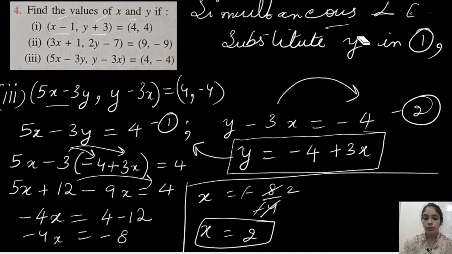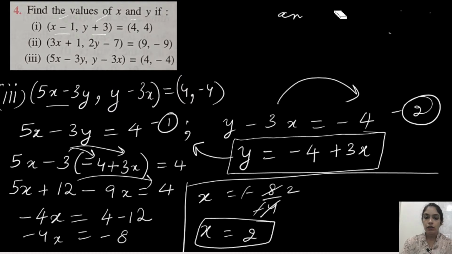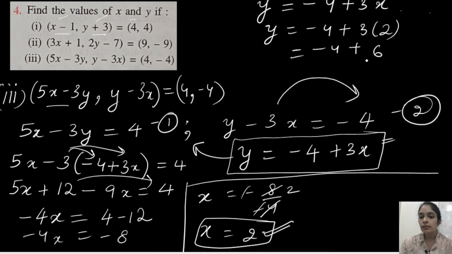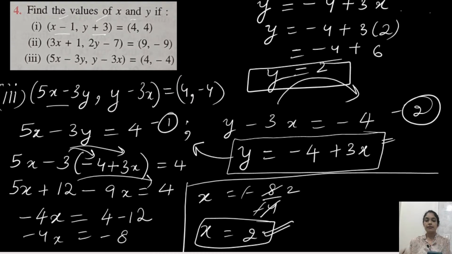Now we have already found the value, so let's find the value of y also. The y value we know, at the starting itself we figured out the value. So y is equal to minus 4 plus 3x. That means y is equal to minus 4 plus 3, and in place of x we will write its value. The value of x is 2. So minus 4 plus 6, which is equal to 2. So y is also equal to 2. X is equal to 2. Ramna has also given the answer. Very good. X is equal to 2 and y is also equal to 2.